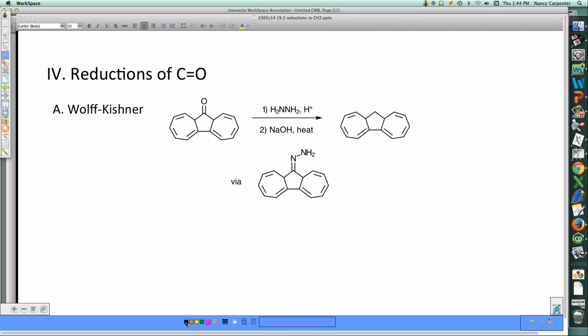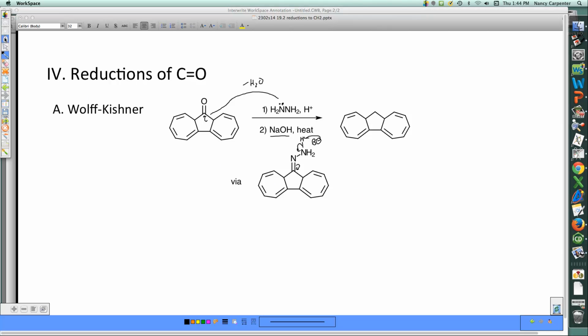And then the hydrazone undergoes deprotonation. So you can imagine the first step here. Eventually we lose water. And then, under these conditions of strong base and heat, you may recall that the base deprotonates, puts a negative charge here, etc. You can review the mechanism in Chapter 18.